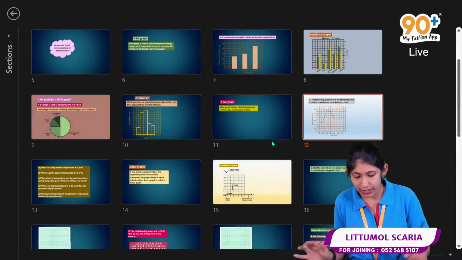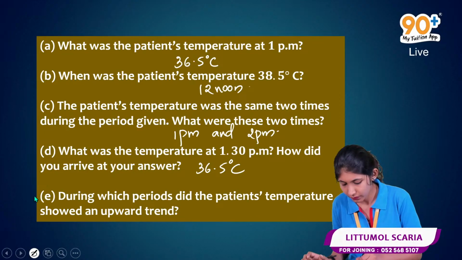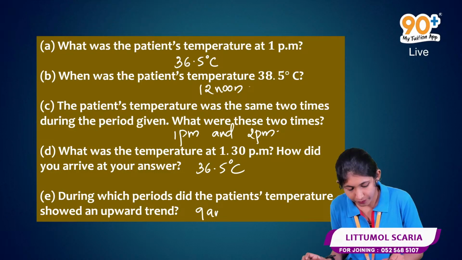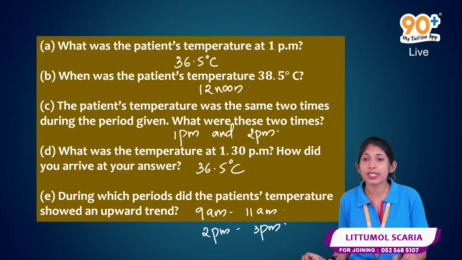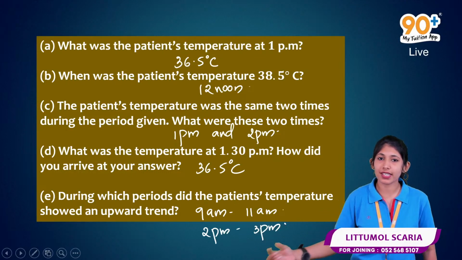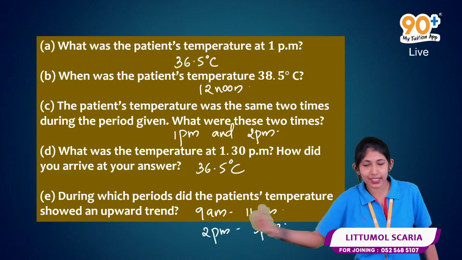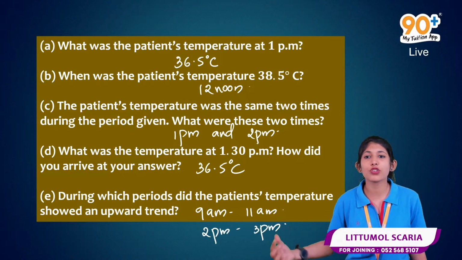So also write the AM, PM as well. From 9 a.m. to 11 a.m. and also 2 p.m. to 3 p.m. Right? From 9 to 10 it's increasing, 10 to 11 also it's increasing. So directly we can write 9 to 11 and also 2 p.m. to 3 p.m.